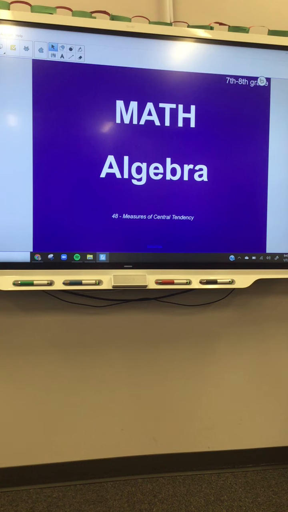Okay, so measures of central tendency is the words you want to use when you're talking to your parents to make you sound really smart. Right? Mean, median, mode, not as cool.